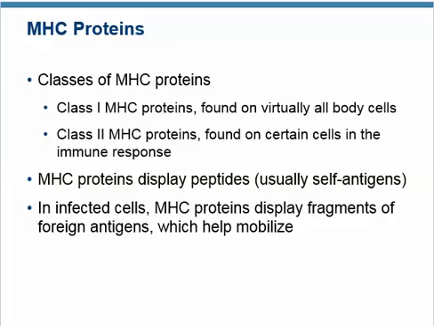Now, there's 2 classes of MHCs. Class 1 is the common, widespread one found virtually everywhere. They're on almost all body cells, and they basically are little flags that say, I belong here, please don't attack me. There's another class of MHC, called class 2. And these ones are a little bit more active. And we find them on cells that are involved in the immune response.